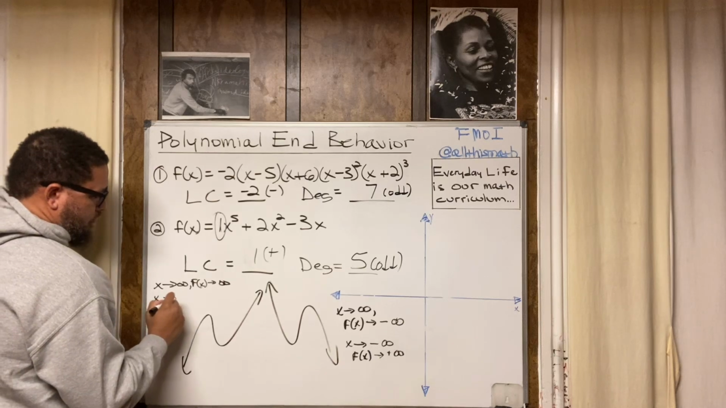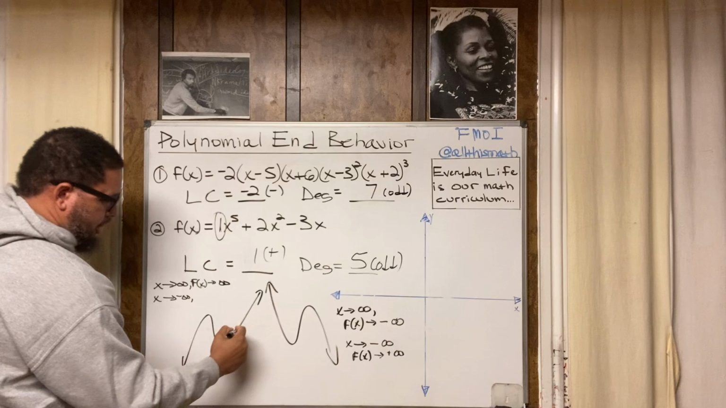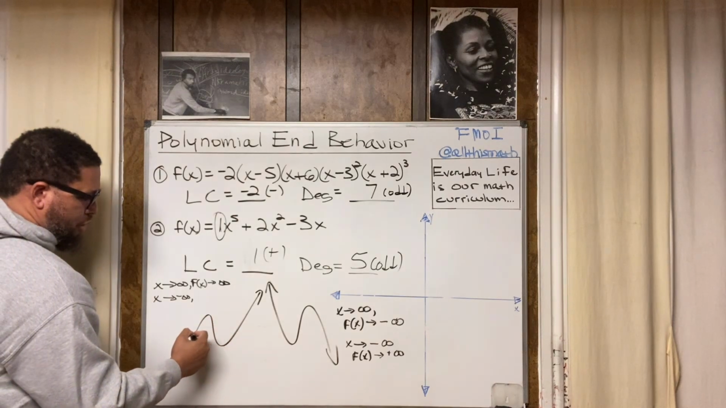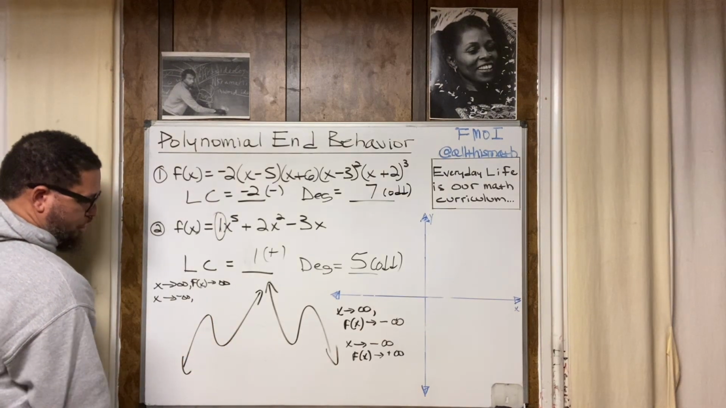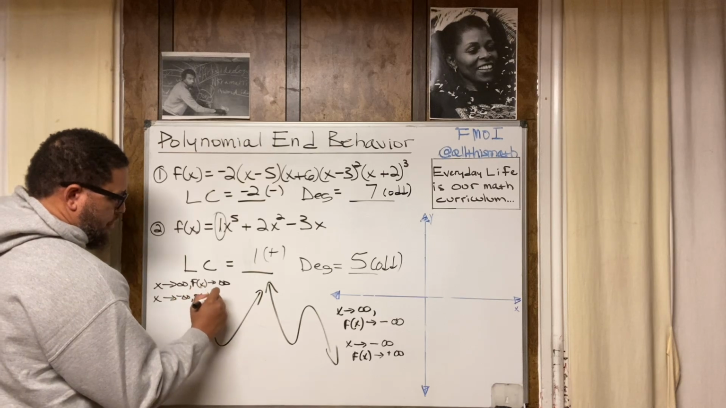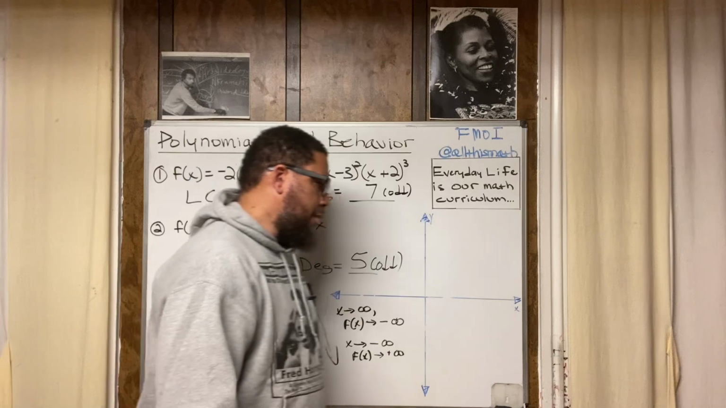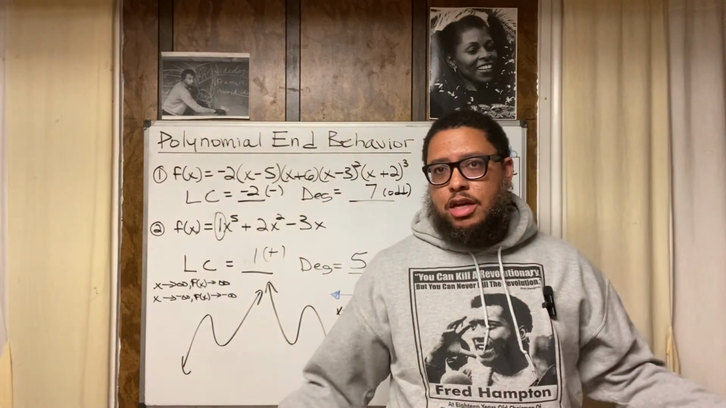But what happens as x goes to negative infinity? X is getting smaller and smaller. What's happening to y? Y is getting smaller and smaller. So they're both doing the same thing. All right, so that's how you find end behavior.